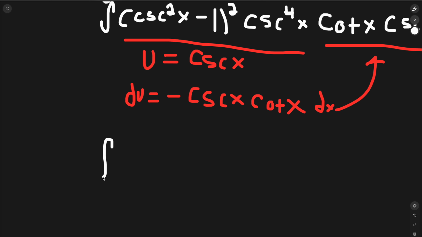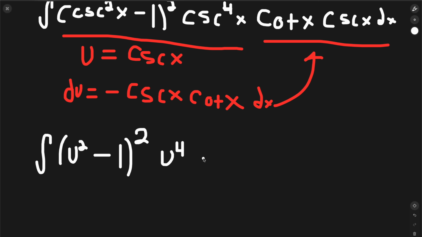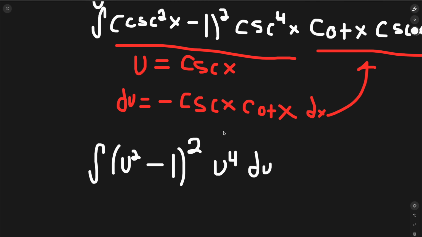So we're going to say that the integral of u squared, right, because that's cosecant squared, and u is equal to cosecant minus 1. We're going to square that, and now it's not cosecant, geez. We're doing u sub, u to the 4th, and then that's going to be times du. So we take the integral with respect to u.